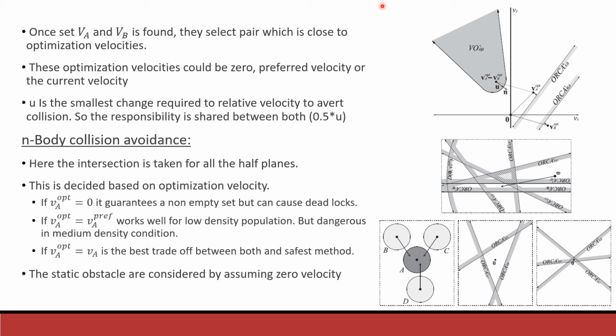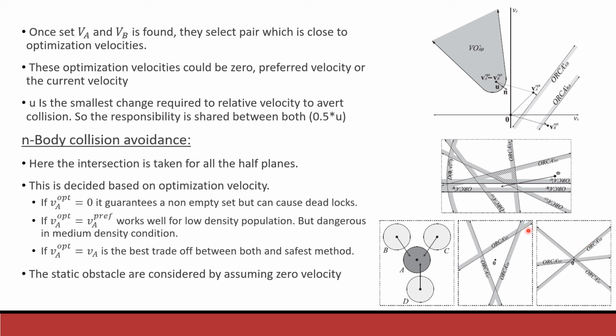Now, for this to work, we need to select an optimization velocity, and based on what we select, the answer starts differing. If we select 0, we guarantee that there would at least be some velocity in the subset. Here is that example, the third figure here. It shows that this is the intersection region, hence we can select 0 as the velocity. But one issue you can observe here is that if we start selecting 0 as our velocities, this would cause a deadlock in the future, and that is not desirable.